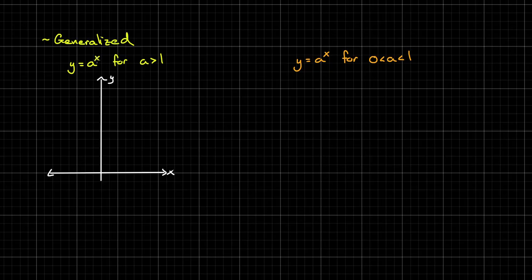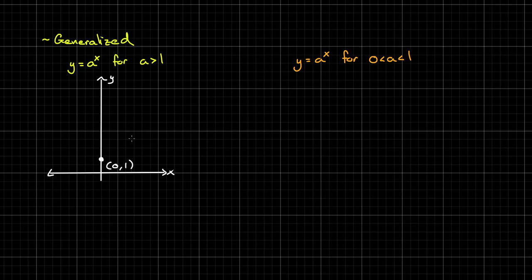Easy numbers to always plug in: 0. If I plug in a to the 0, no matter what a is, as long as it's not 0, we get this ordered pair right here. Every single time on this parent function, we're going to get (0, 1), because any number to the 0 is 1. Now, this is weird to do, but I also like to plug in 1.